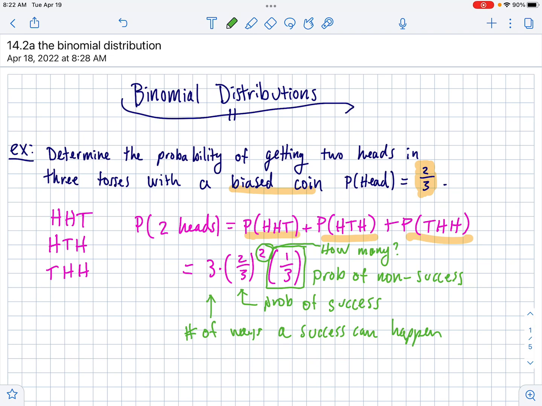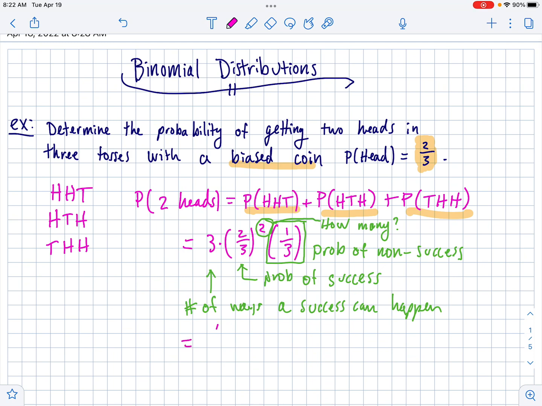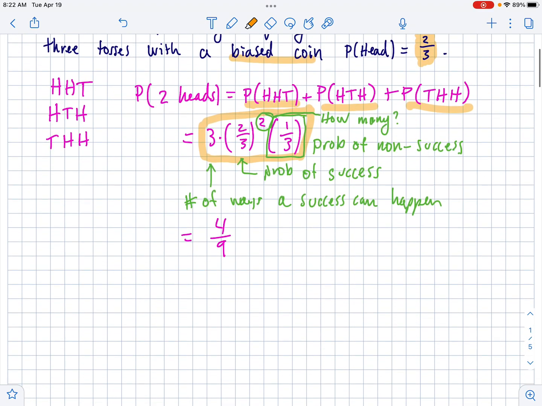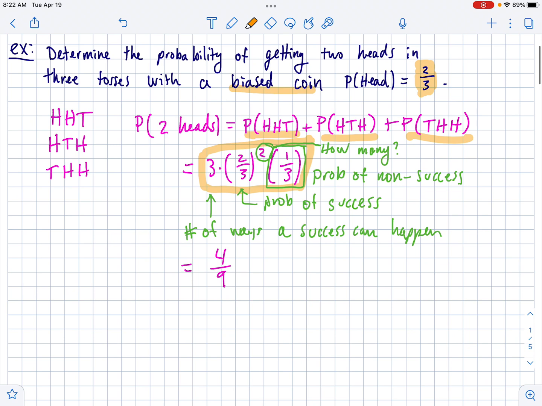I'm sorry, if you crunch that out, I don't know if we actually need to crunch it out, but it's 4/9. If you actually multiply that all out, it's 4/9. So you guys, this structure right here is basically a binomial distribution structure, and here I'll show you that. The only hard part of this is how you get this number.